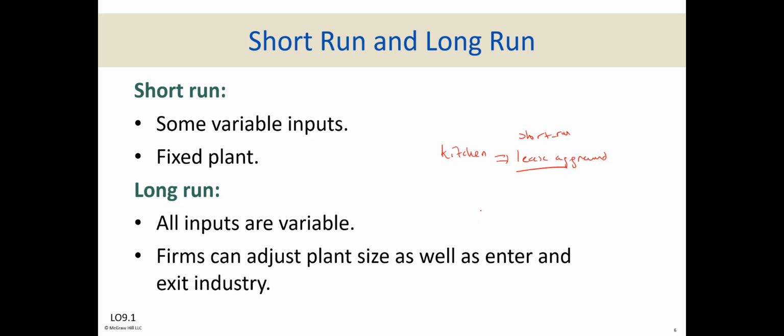If you think about the baking business again, when the lease agreement for the kitchen ends, you are in the long run, because now you can rent another kitchen, you can get out of the business, and so on. For that reason, in the long run all inputs are variable because you can change the size of the kitchen, adjust any type of plant size, and make the decision to enter or exit the industry.